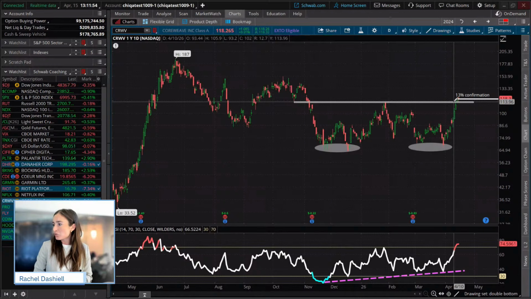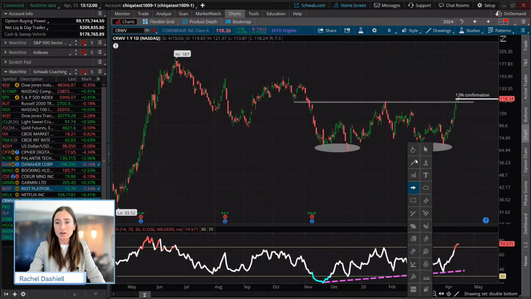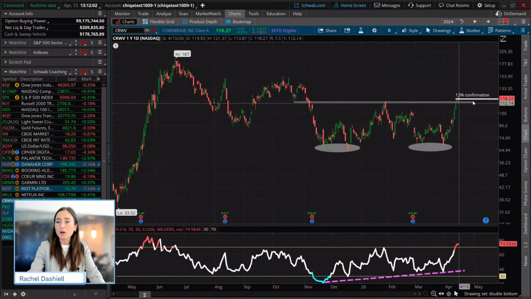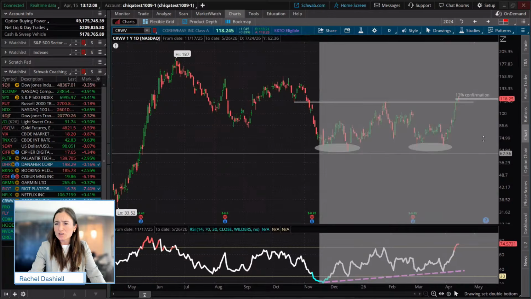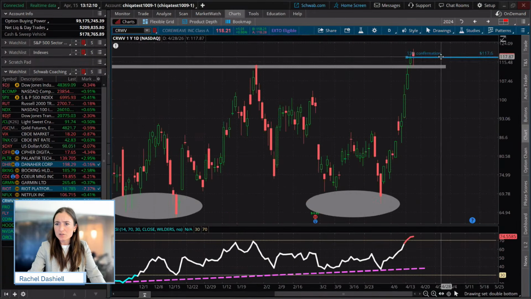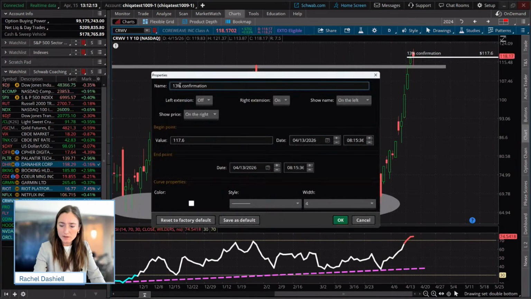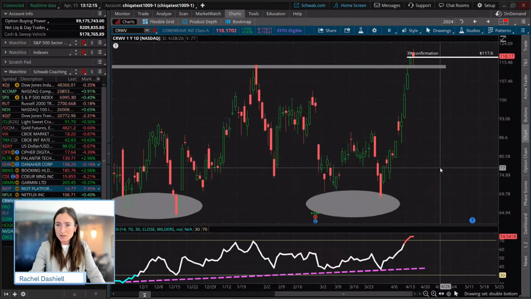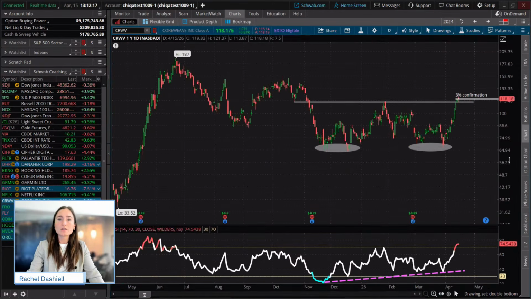So this is actually going to be another one that we are going to trade here today. So we're going to go back into this trade, but in a very different way. Now, I wrote on here where we see a 3% confirmation. This is supposed to say 3%, not 13. Let me put that back. Here we go.